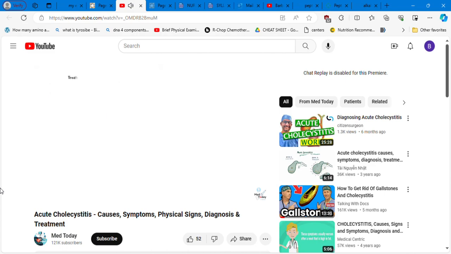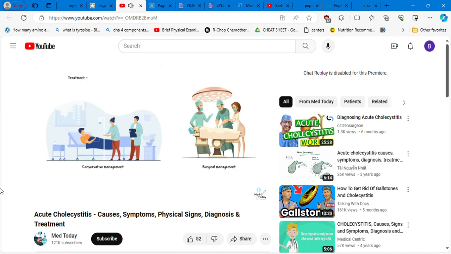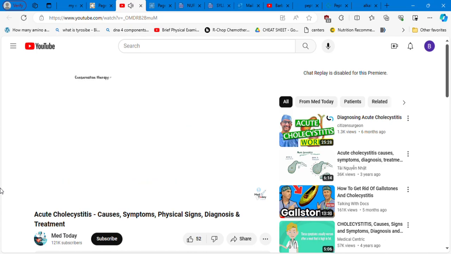Finally, the treatment of acute cholecystitis can be divided into conservative management and surgical treatment. Surgery is usually delayed for a few days until gallbladder inflammation settles. Conservative therapy includes intravenous fluids, pain relief with analgesics, antibiotics, and bed rest. The definitive treatment of acute cholecystitis is surgery to remove the gallbladder, which is known as cholecystectomy. This could be either open cholecystectomy or laparoscopic cholecystectomy.